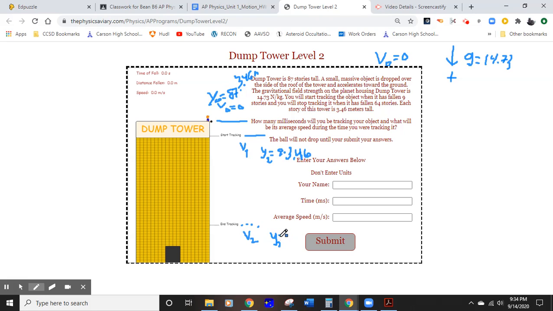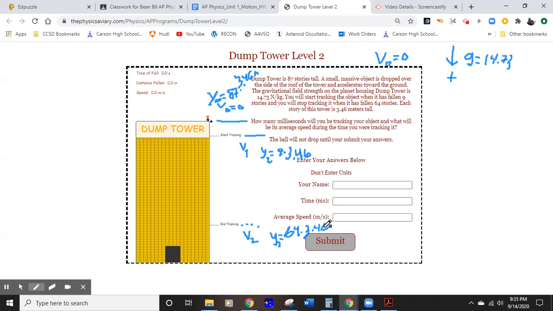Okay. This distance here, Y2, is from here all the way to here. And that's going to be given as, looks like, 64 stories. So we have 64 here times 3.46.